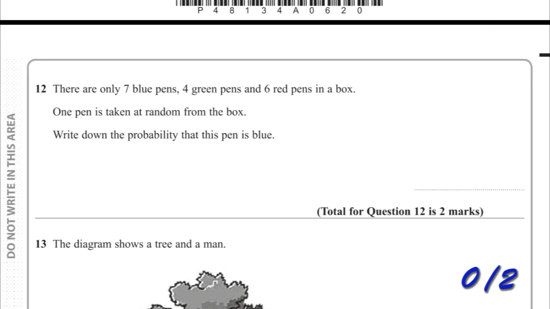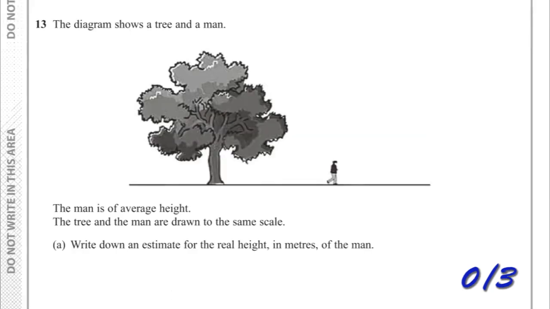In this case, because we're looking for a blue pen, there are 7 blue pens, and that's out of a possible, and adding all the pens up, 7 plus 4 plus 6, giving us 17. 7 out of 17. The method mark in this question is if you get either the 7 or the 17. 2 marks for both. Question 13.